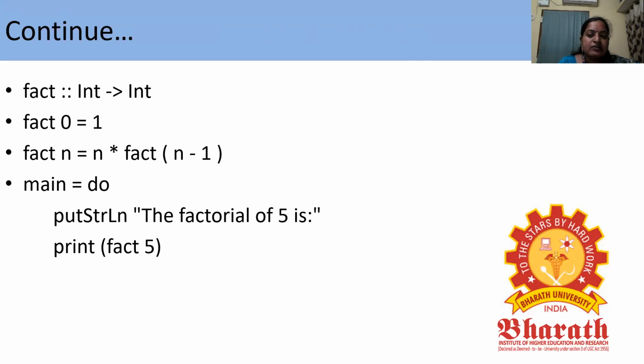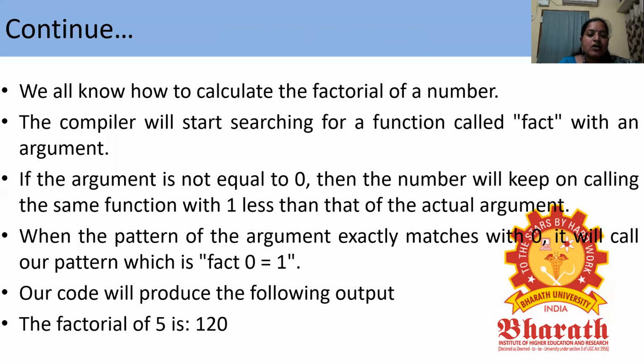And then main equal to do. On the next line we have to give some space, and then we have to start putStrLn "The factorial of 5 is", and then we have to print fact 5. So the factorial of 5 is 120. We all know how to calculate the factorial of a number.